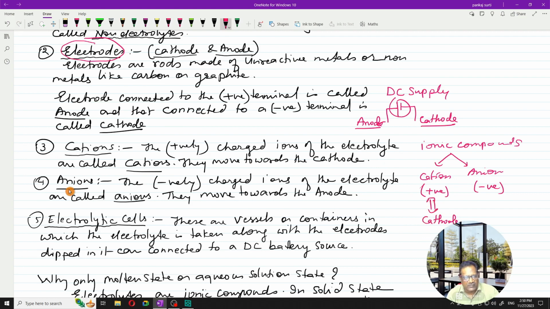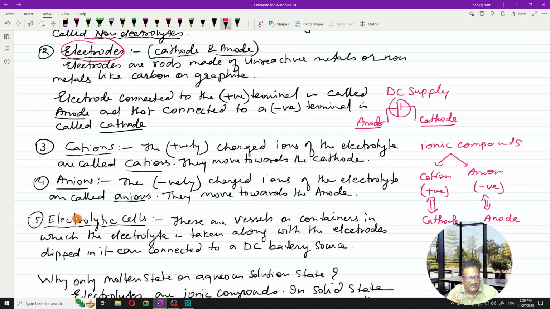Now what are anions? Anions are negatively charged ions of the electrolyte. So these anions will move towards the anode. Obviously they should move towards the anode because anions are negatively charged ions. So negatively charged ions will always be attracted to the electrode which is connected to the positive terminal. So anions will be attracted towards the anode. So cations and anions are what? That is clear to you now. Cations are positively charged ions, anions are negatively charged ions. Cations will be moving towards the cathode, anions will always be moving towards the anode.